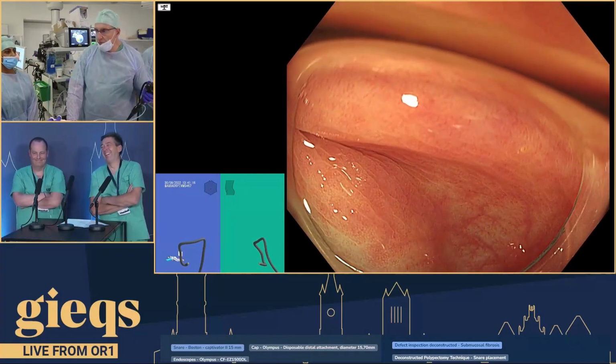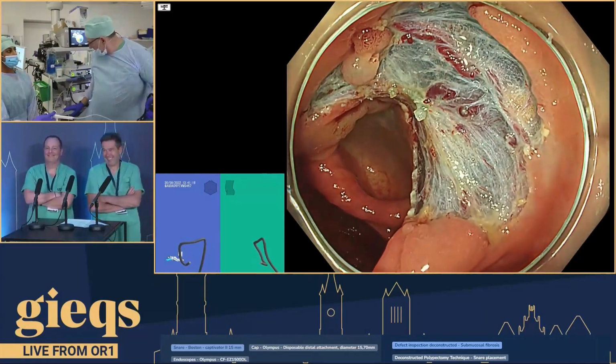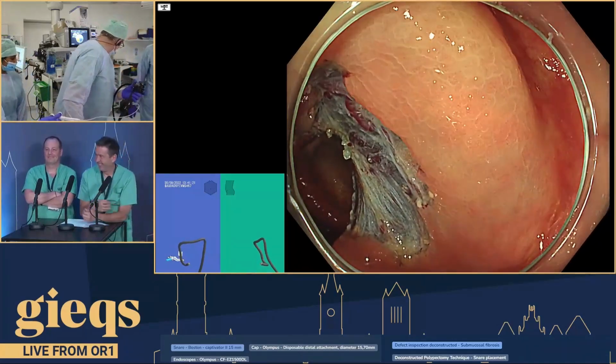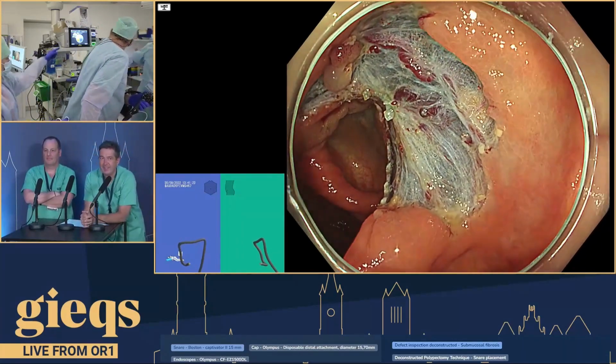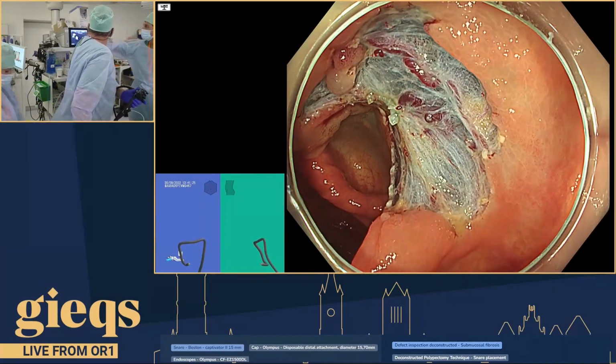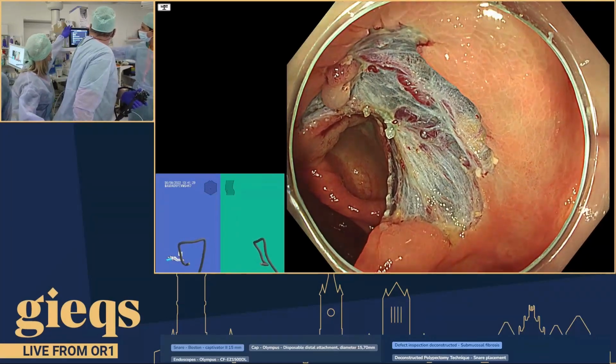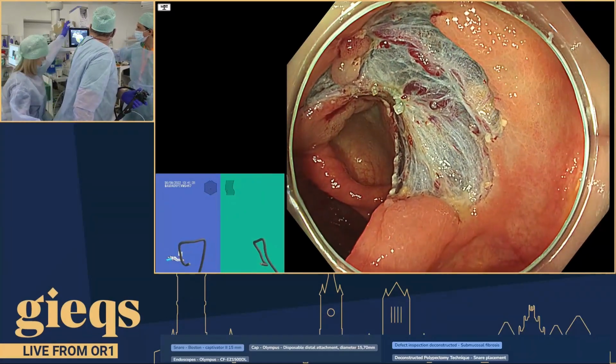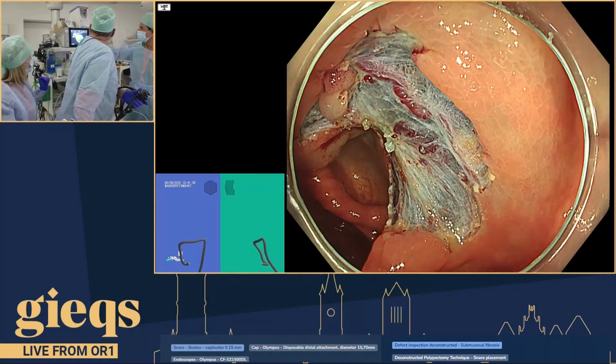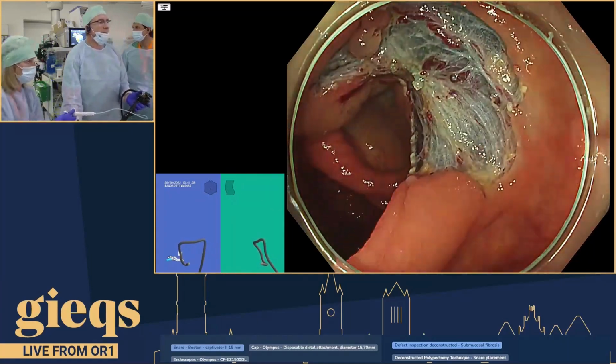Yeah, so we always have the generator. So first thing is to check the generator settings. We should be on 80 watts effect. So we're not, right? So we have the generator set up. Soft coag, yep.